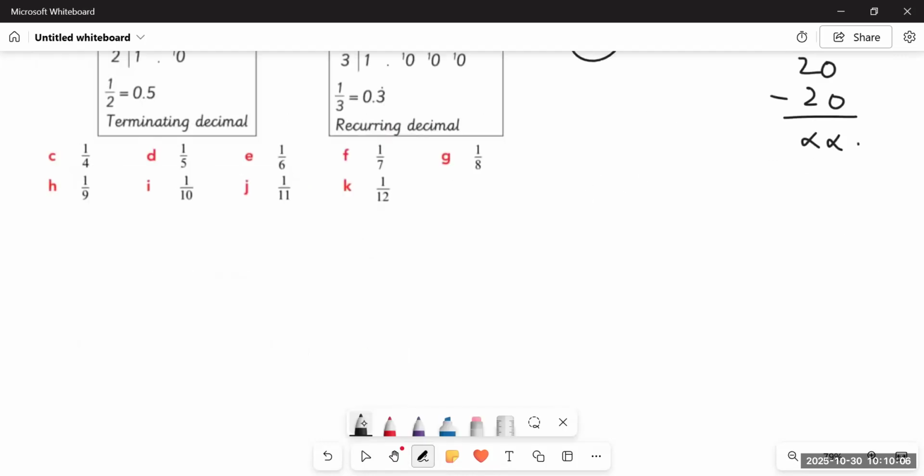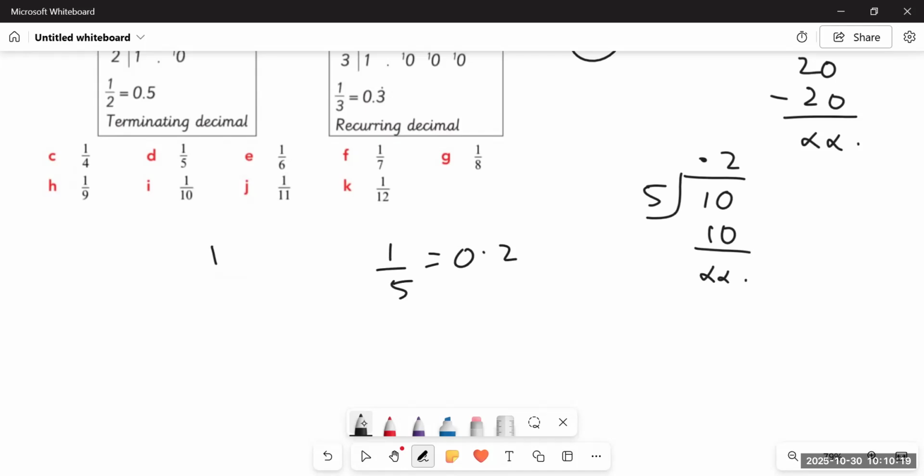Let's talk about 1 over 5. When we divide 1 by 5, it's 0.0, 5 2s are 10. Again, it's a terminating decimal. So we can write 1 over 5 is equal to 0.2. 1 over 4 is equal to 0.25.